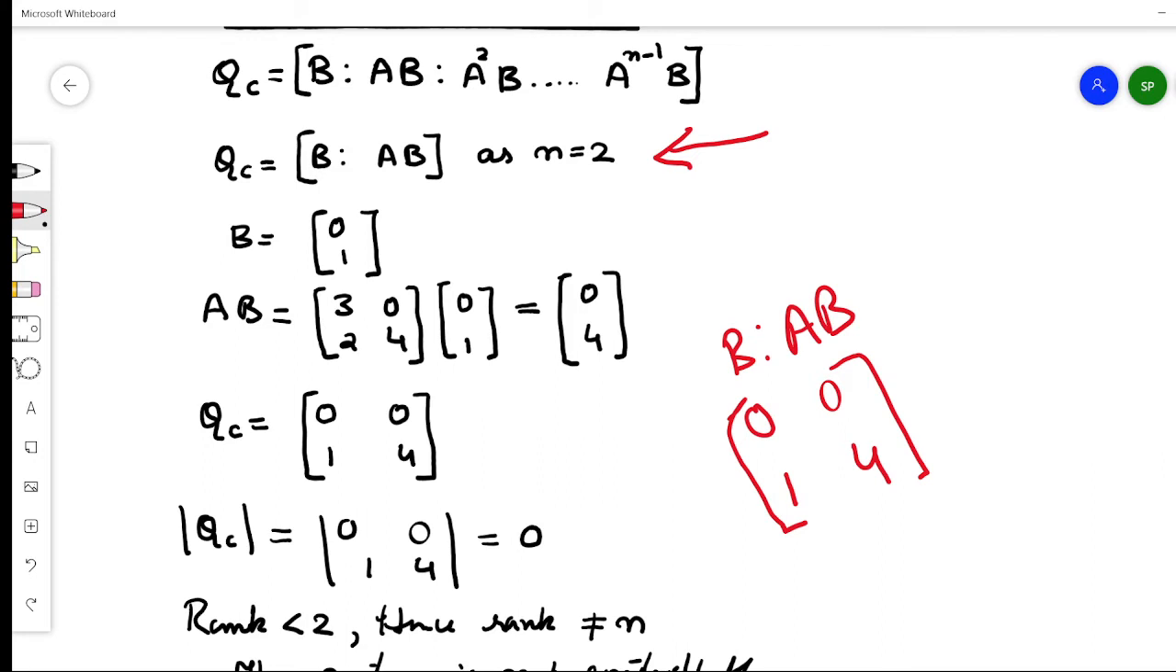Now, what we have to check is, if the given system is completely controllable, then the rank of this matrix should be equal to n. Then we can say the system is controllable. Now n is equal to 2, which means the rank of this matrix QC should be 2, then the system is controllable. How will you check the rank of a matrix? The rank of a matrix is found by checking the determinant.